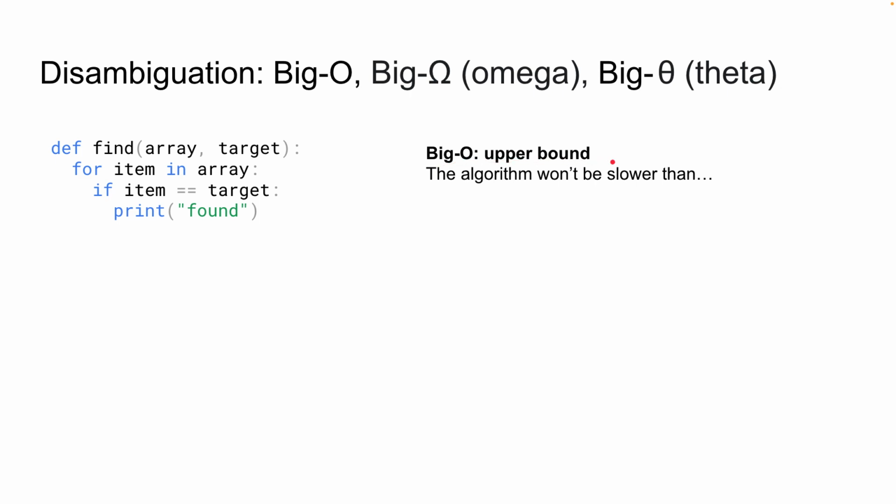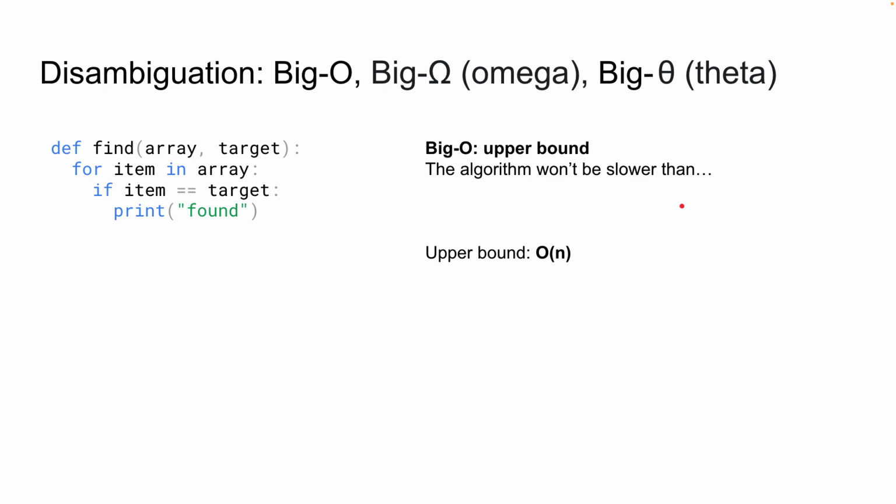Big O describes the upper bound, that the algorithm won't be slower than. Well, we need to step through every item in the array, so an upper bound is O(n). It is also correct to say that the upper bound is O(n squared), since if it won't be slower than O(n), then obviously it also won't be slower than O(n squared). You could go on and say that the upper bound is O(n cubed) or O(n to the power of 4) and so forth. It's probably not useful to say that, but it is correct.